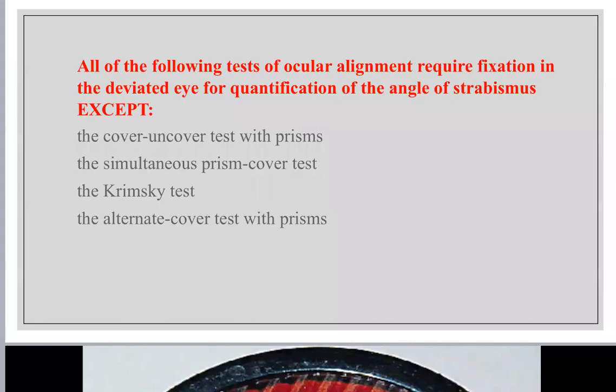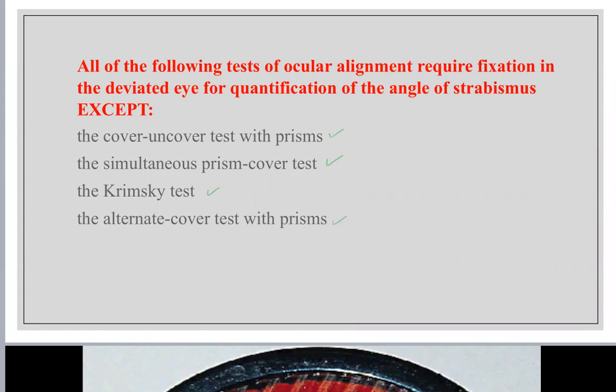All of the following tests of ocular alignment require fixation in the deviated eye for quantification of the angle of strabismus, except... Let me look at this again. The cover-uncover test, yes, it will require fixation of the deviated eye. The simultaneous prism cover test, yes, it will require fixation of the deviated eye. The Krimsky test, if you do it by putting the prism in front of the sound eye, won't require fixation by this eye.